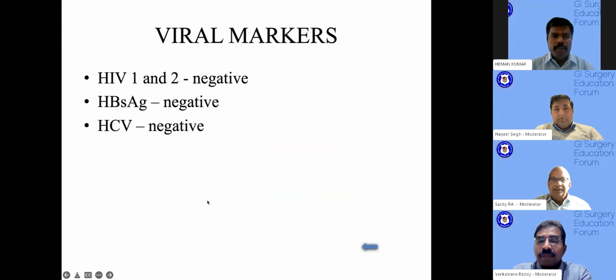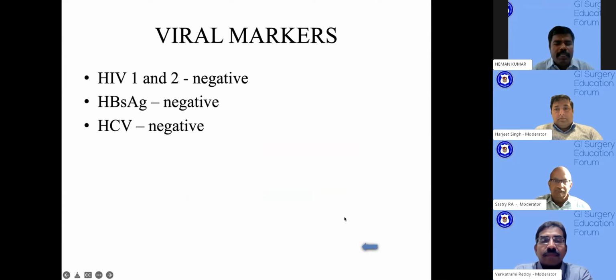Mentioning all these would give us an idea that you are thinking of this patient, not a routine LFT, nor a routine blood test. This is an important impression to give to your examiners. Okay. And viral markers are negative.